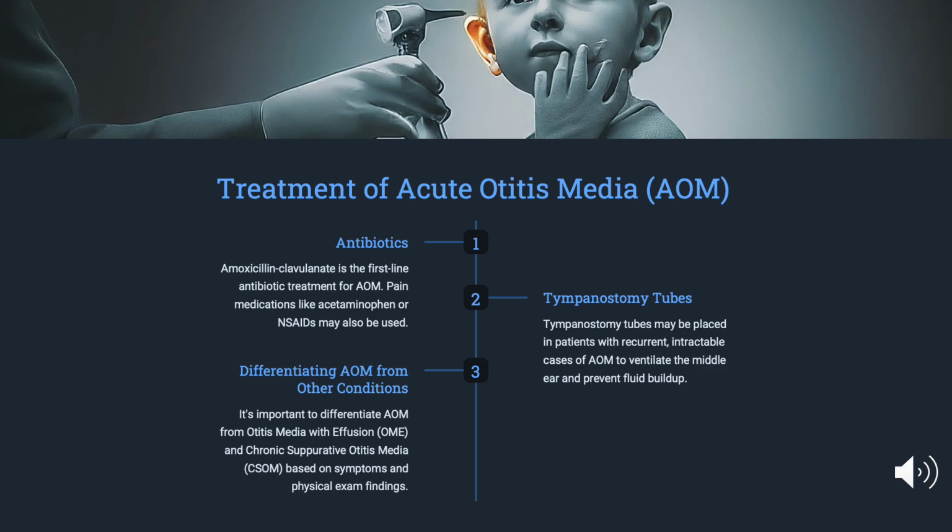Differentiating acute otitis media from otitis media with effusion and chronic suppurative otitis media is crucial, based on symptoms and physical examination findings, to ensure appropriate management.